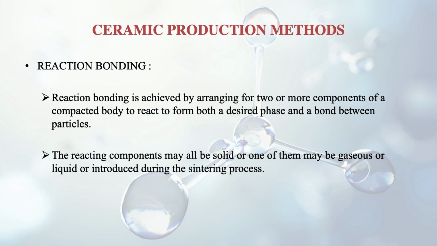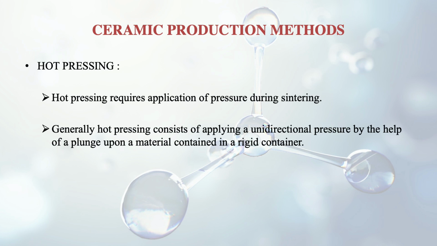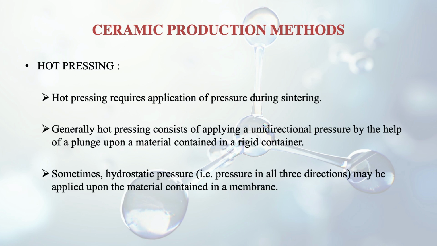Further, we have the process of hot pressing. So what is hot pressing? Hot pressing, by the name itself, requires application of pressure during sintering. Generally, hot pressing consists of applying a unidirectional pressure with the help of a plunger upon a material contained in a rigid container. But sometimes hydrostatic pressure, that is pressure from all three directions, is also applied upon the material which is contained within a membrane, and this material is simultaneously heated. So both the words have meanings: in hot pressing, compression is done and temperature is also raised.